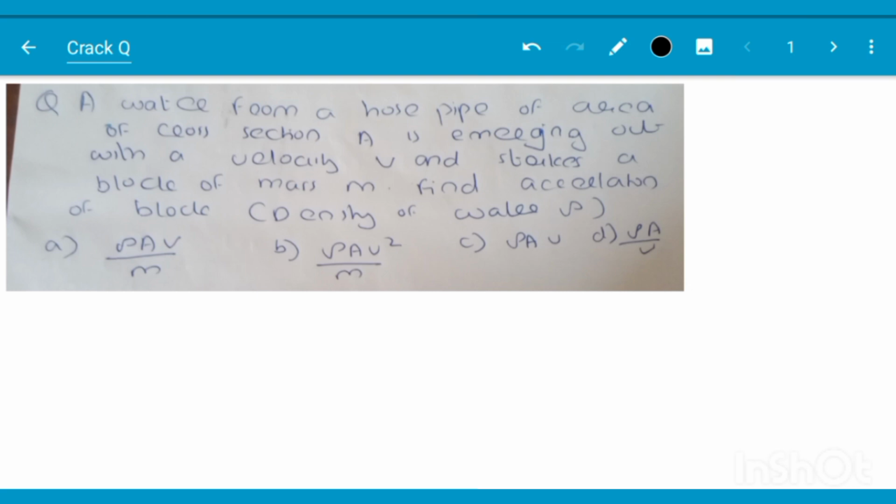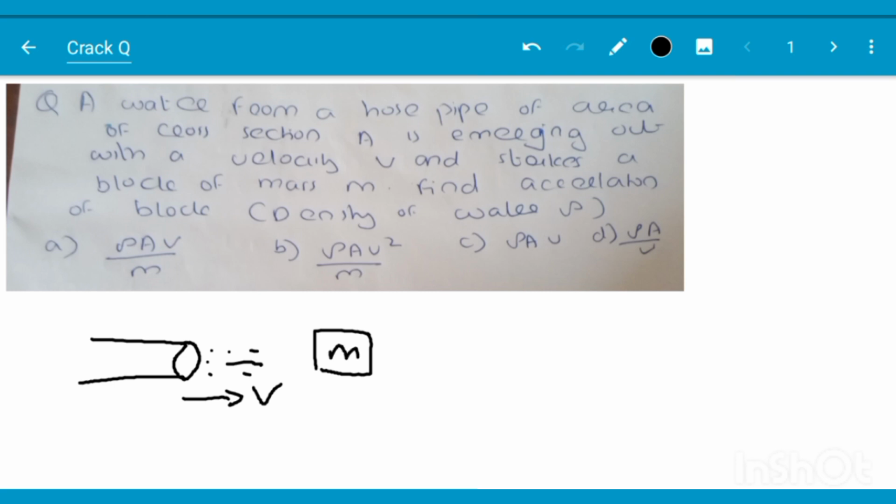So in this question, first we will draw a figure to understand it. A pipe is there and it is ejecting water with a velocity v and it is hitting a block of mass m. This is the diagram, and we know that F is equal to ma, so a is equal to F by m. These we all know.